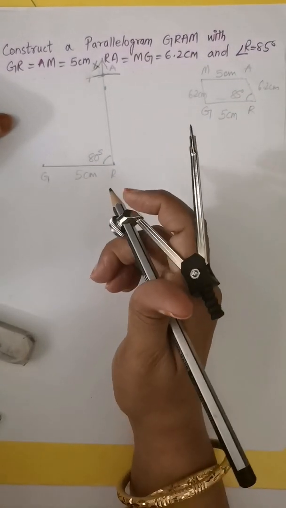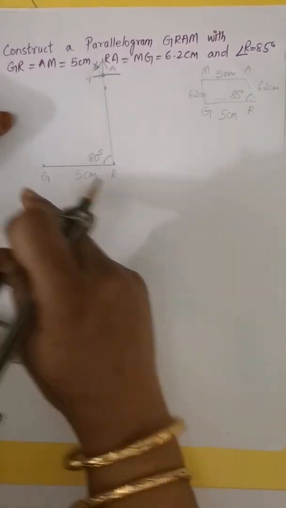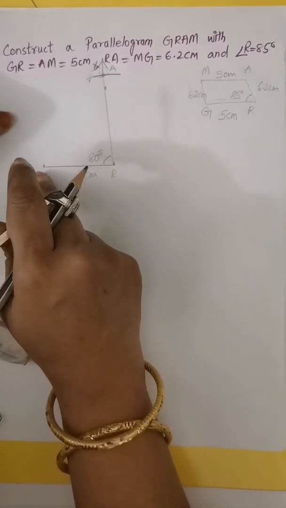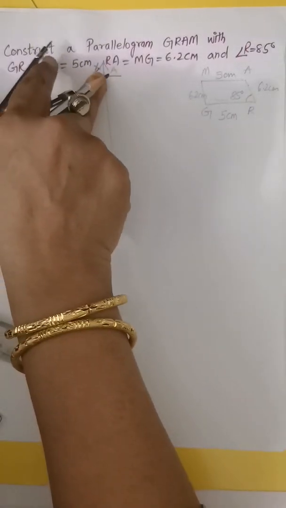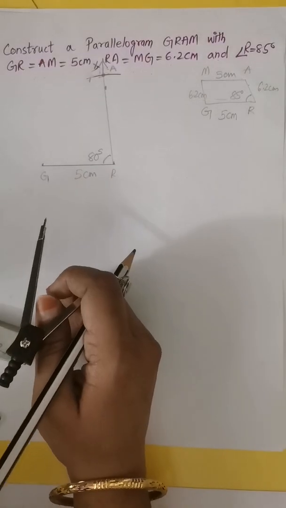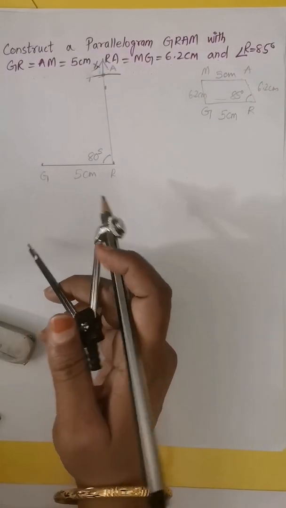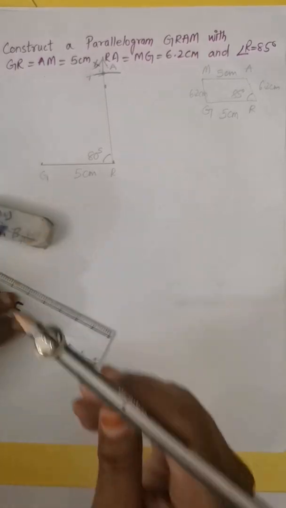Now we want the 4th point. Now to get the 4th point, what do we have to do? Here with G as center and radius 6.2, draw an arc. With A as center, radius 5 centimeter, cut the previous arc. Name the intersection as M. Join AM and GM. The required parallelogram GRAM is formed.